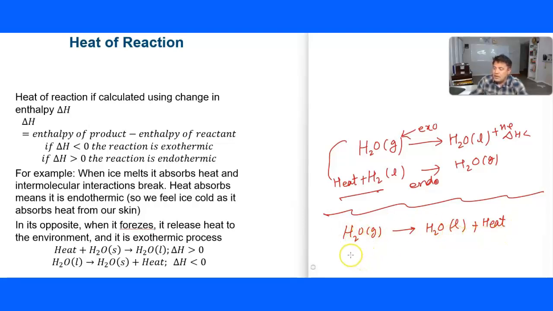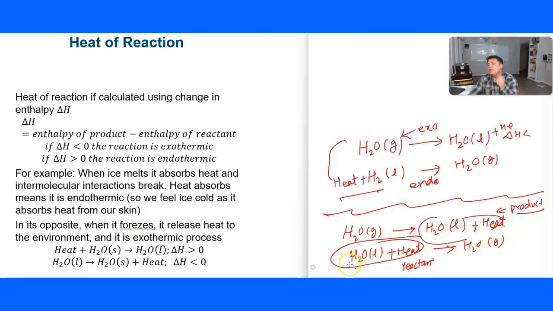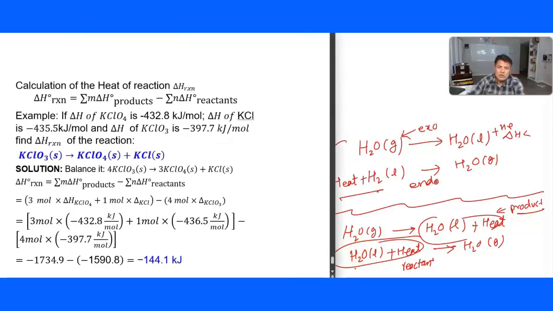And if you boil the liquid, H2O liquid, if it consumes the heat, then it will give you H2O gas. So in this case, this is the endothermic reaction. In an exothermic reaction, heat is the product. In an endothermic reaction, heat is the reactant. Right? Heat is on the reactant side here, and on the product side there. So if heat is produced, that is the exothermic reaction.